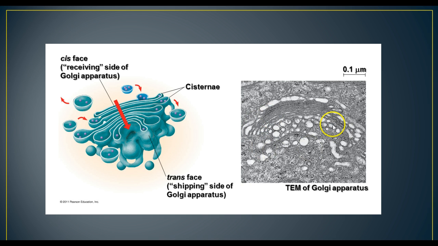This is a transmission electron micrograph of Golgi apparatus. You'll see a lot of Golgi apparatus in cells that are secretory cells, cells that make hormones and other kinds of products that are secreted from the cell.